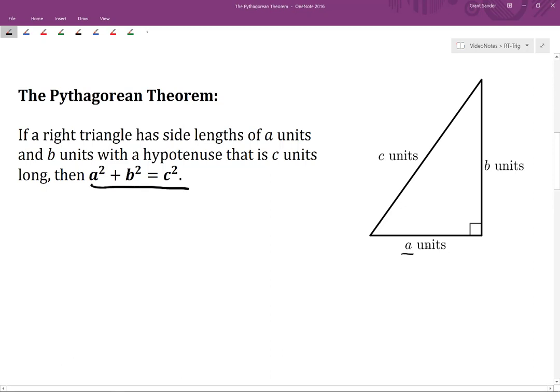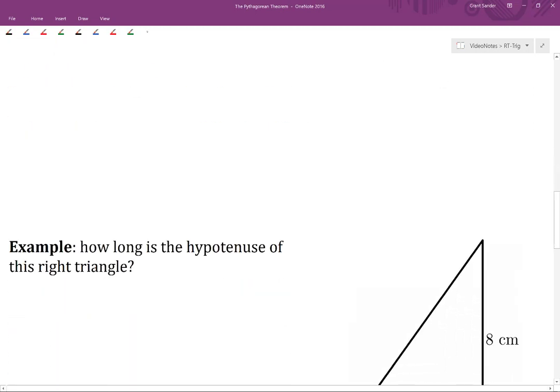So if we have side lengths of a, b, hypotenuse length of c units, then a squared plus b squared will be equal to c squared. It's a very famous equation, and surely you've seen it before. Let's see how we can actually use this in context.